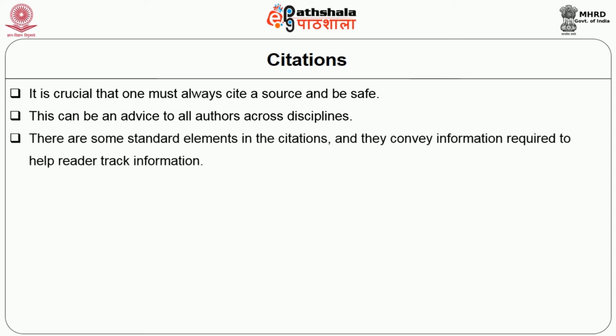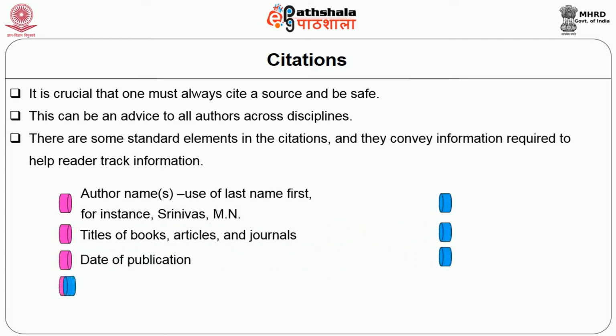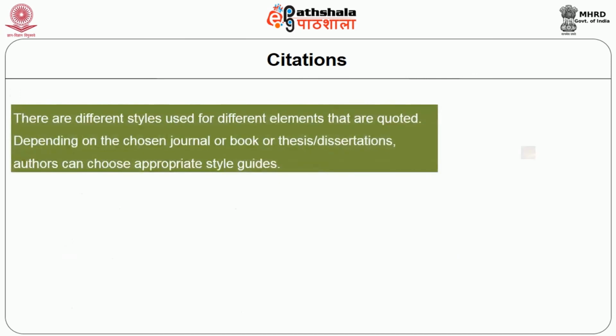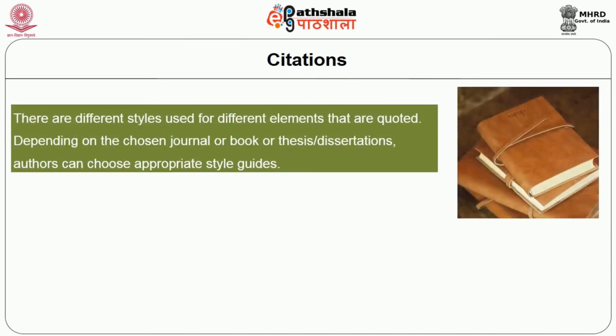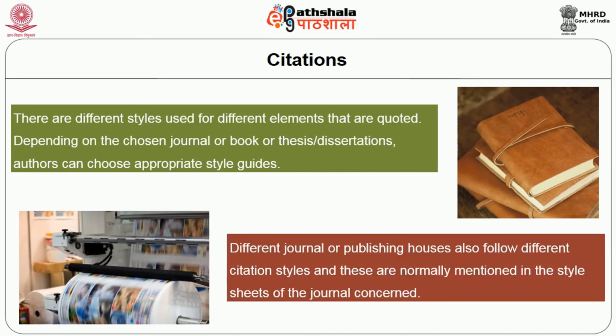There are some standard elements in the citations and they convey information required to help the reader track information. They are as follows. First, author's name, use of last name first, and title of the book, article and journal, date of publication, page numbers, volume and issue numbers for articles and journals. There are different styles used for different elements that are quoted. Depending on the chosen journal or book or thesis or dissertation, authors can choose appropriate style guides. Different journals or publishing houses also follow different citation styles, and these are normally mentioned in the style sheets of the journals concerned.